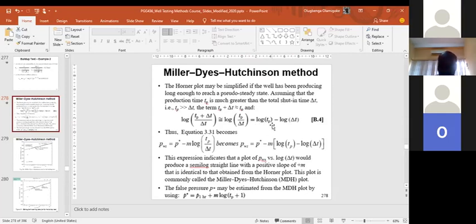Now, remember, Tp is constant, so log Tp is a constant. We can now simplify that equation B1 to this. The equation now becomes delta P, shut-in pressure, is equal to P minus m, which is the slope, times log Tp minus log delta T, and remember log Tp is a constant. So in this case, we can plot shut-in pressure against shut-in time.